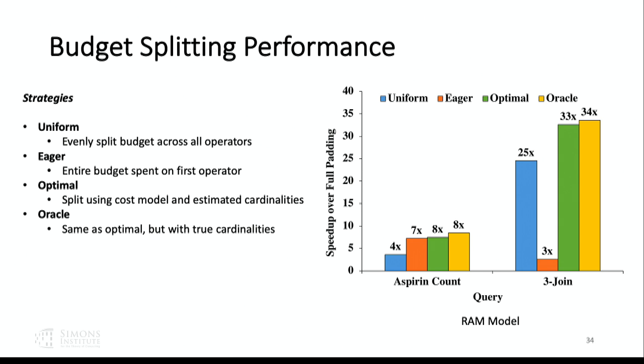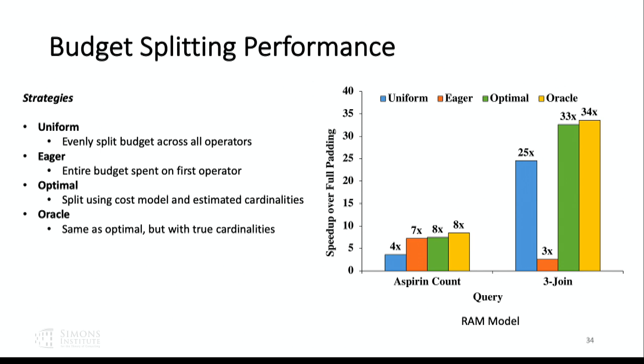There's the eager case where you spend your entire budget on the first operator and assume that the benefits will cascade throughout the rest of the query. Then we did an optimal, where we're using our actual cost model. And then finally, we compared it to an oracle, which was using the actual true cardinalities instead of estimated cardinalities. And you can see here that in all cases, the oracle performed best, as you would expect. And then the optimal was actually very close, right?